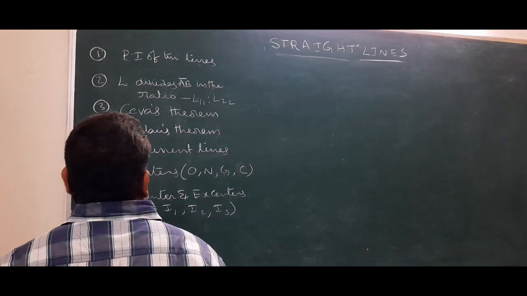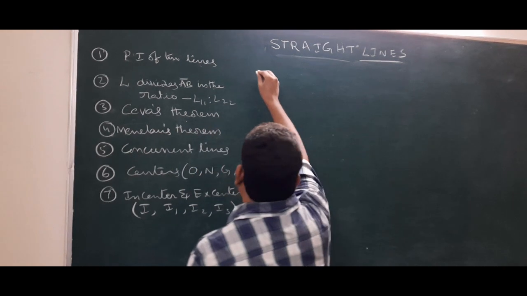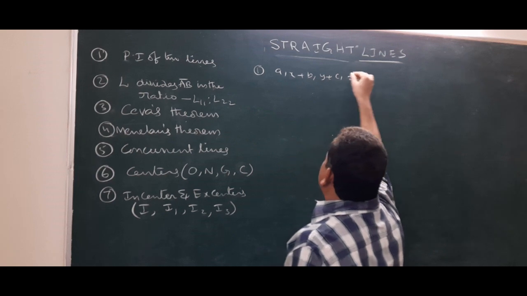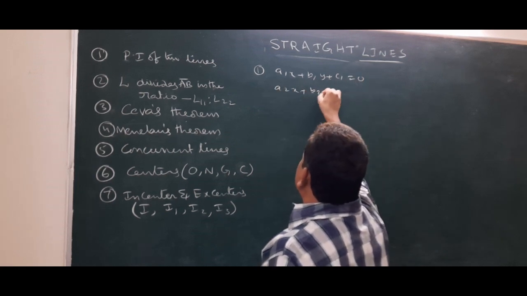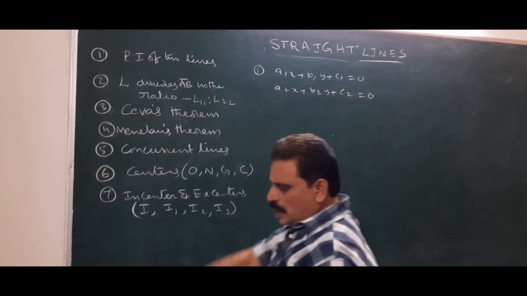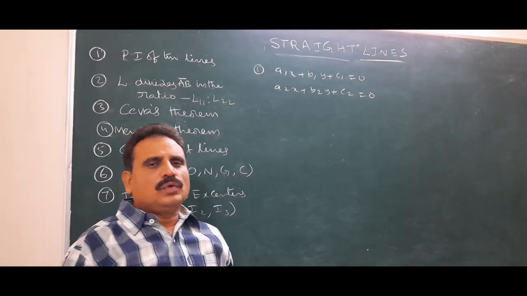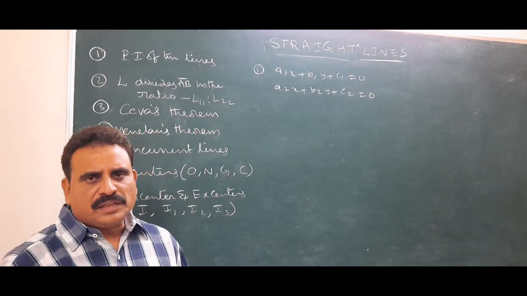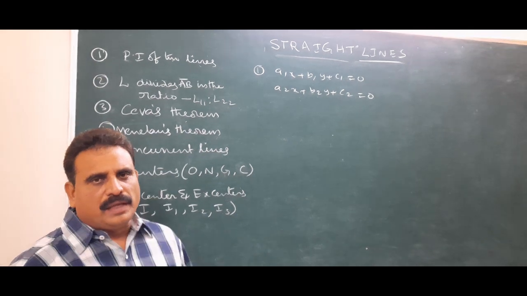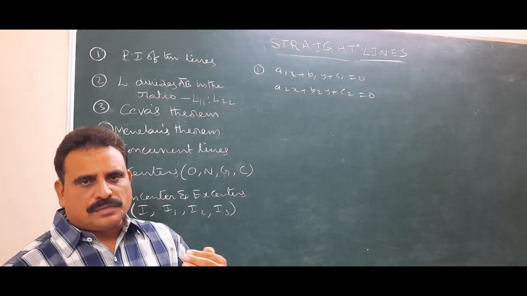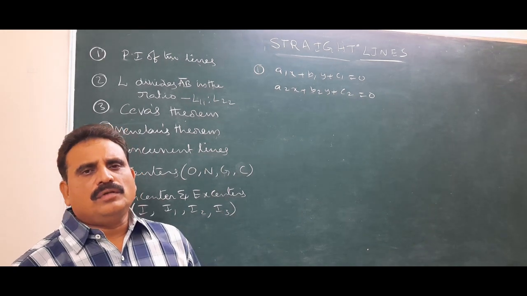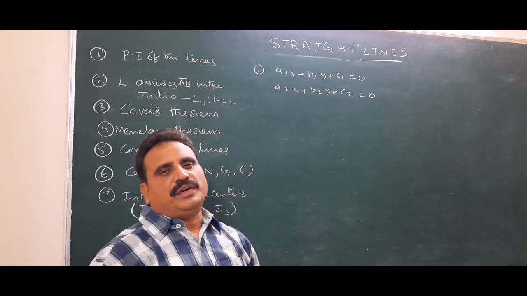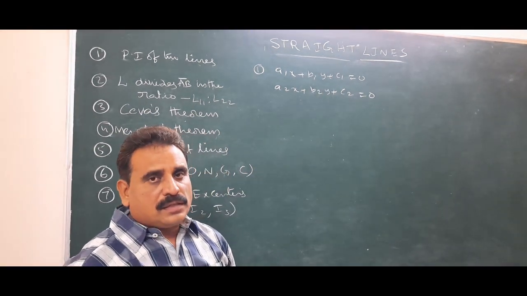The first point: point of intersection of two lines. A1x plus B1y plus C1 equal to 0 and A2x plus B2y plus C2 equal to 0. These are two lines. We have to find the point of intersection of two lines. There are different methods to solve this. One method is cancellation. That means equating the coefficients and subtracting or adding, we eliminate one variable and find the other variable. Substitute that variable here, and we get the point of intersection. That is one method. Next, substitution.